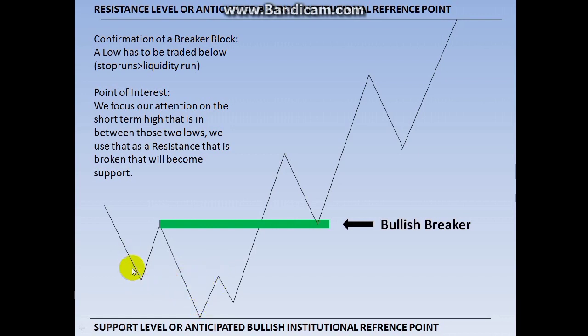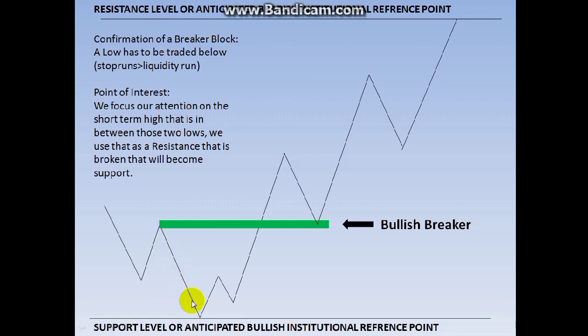So we had this old short-term low, then we had our institutional anticipated bullish institutional reference point down here, our support level down here that price is potentially reaching for. Then we had price drop down, create this short-term low, give a little retracement, and trade below this short-term low. So that is the first criteria.